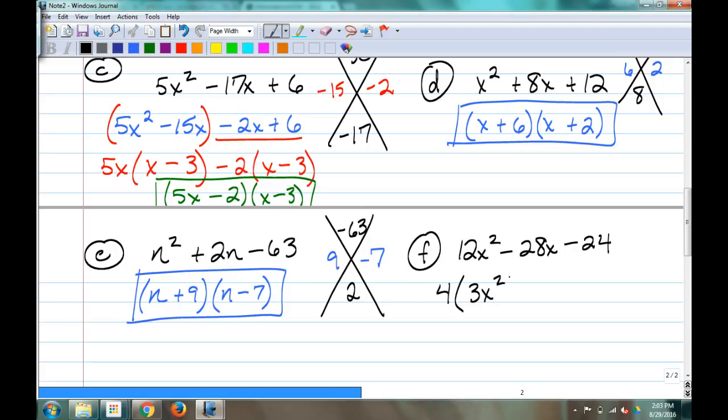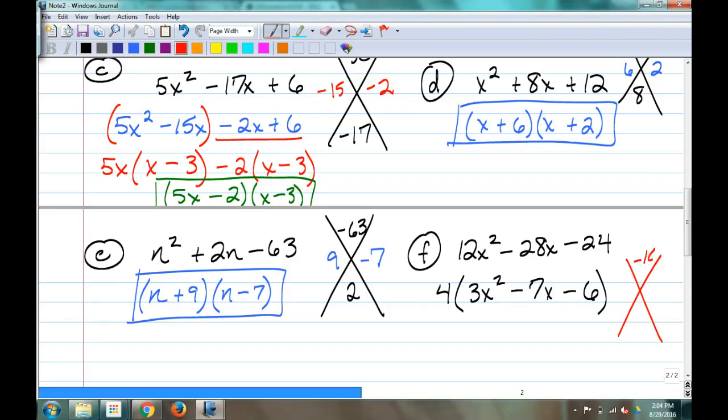That'd leave me 3x squared minus 7x minus 6. Right? Yeah, sure. What times 4 gives me 12? What times 4 gives me 28? And 24. Now, can I factor what's in parentheses any further? Sometimes you can, sometimes you can't. Let's check to see if we can.